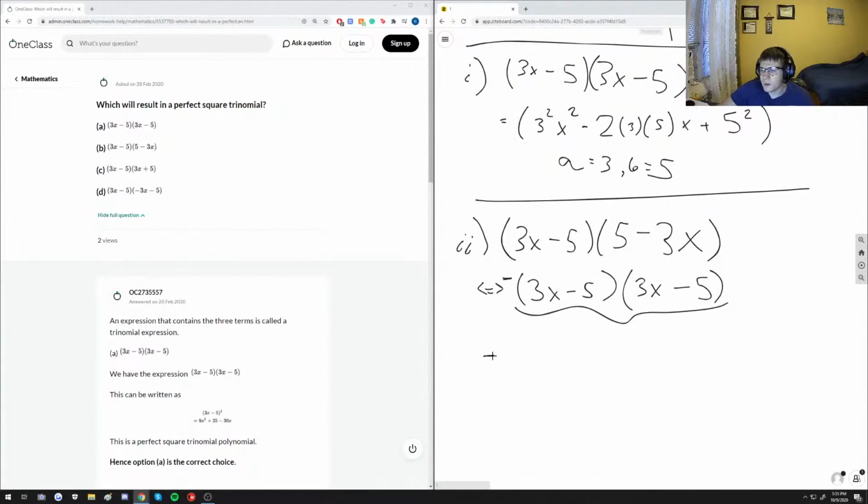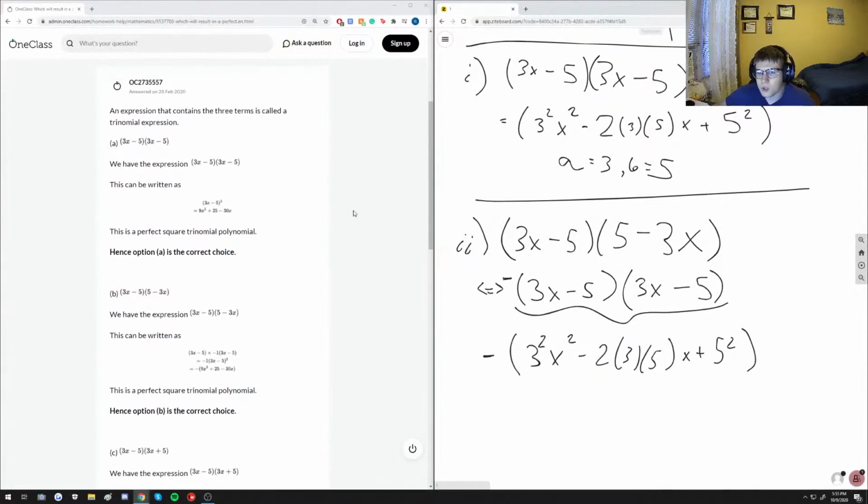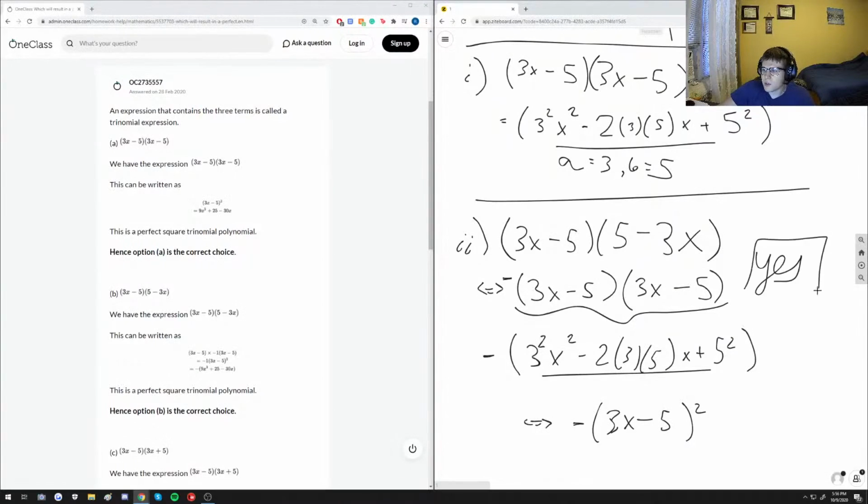So what we would get is minus 3x squared x squared. Oh, my apologies. It would be 3 squared x squared minus 2 times 3 times 5x plus 5 squared. Alright, and this as well would also be considered a perfect square trinomial because it can be refactored back into minus (3x minus 5) squared. So because it suffices the same condition that was met in the last part, then yes, this is also a perfect square trinomial.